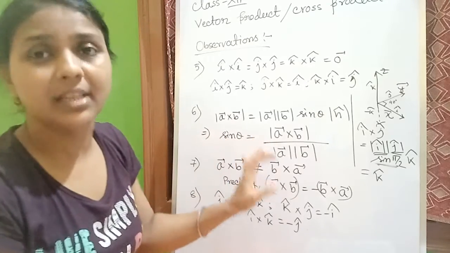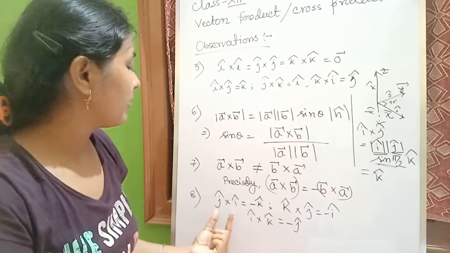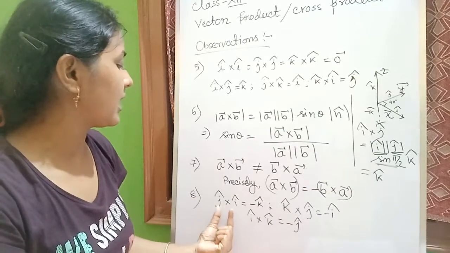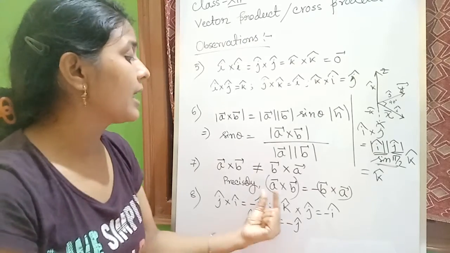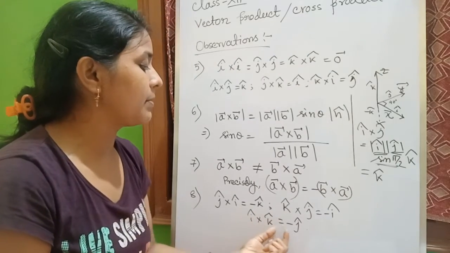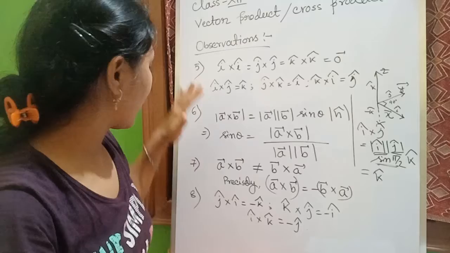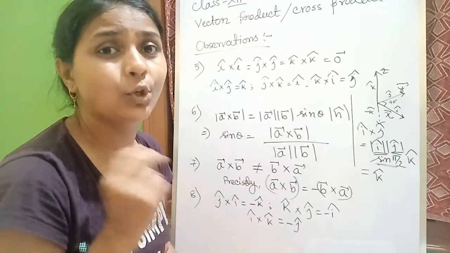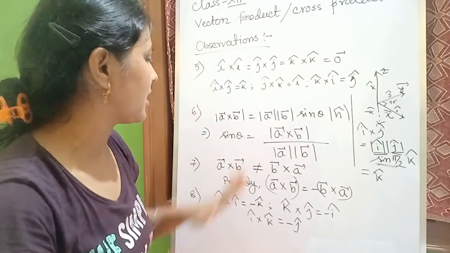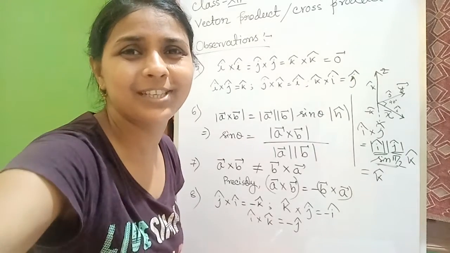Just based on this figure, you can say we can get these values, right? J cross I will be minus k, k cross j will be minus I, and I cross k will be minus j. So these are 8 observations. There are 2 more observations. So let me write it down here and erase it. I'm coming within a few seconds.